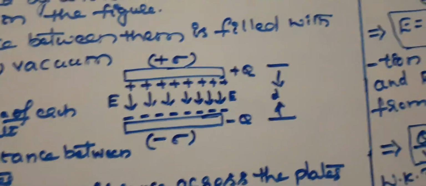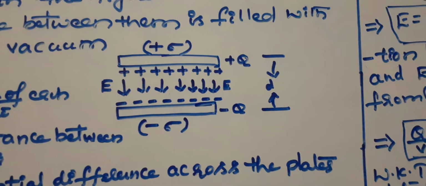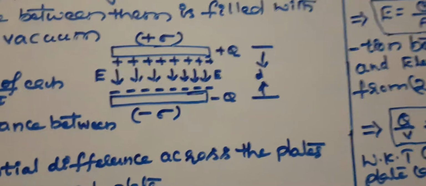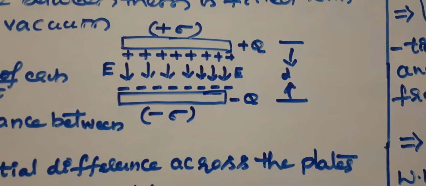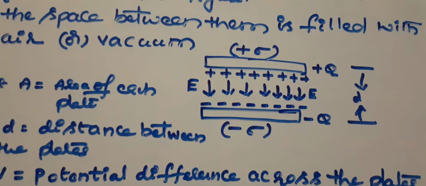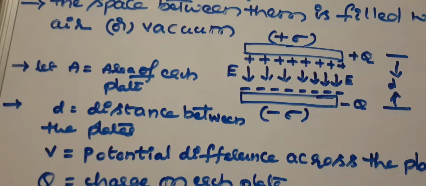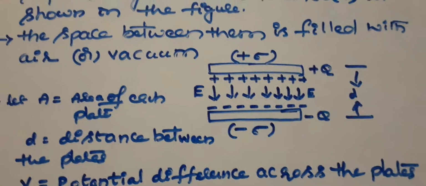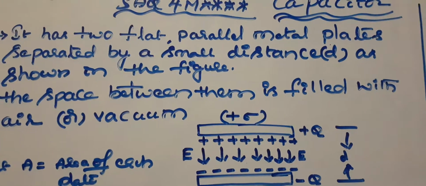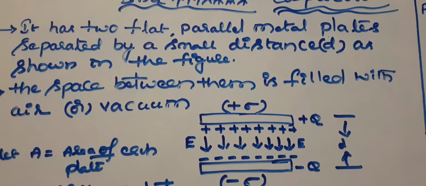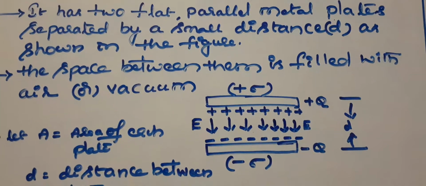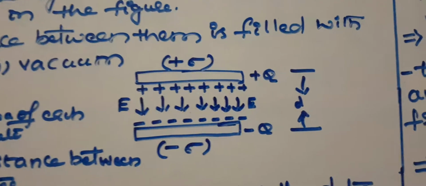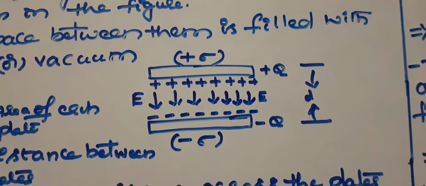You can see the diagram of a parallel plate capacitor in which two flat metal plates are separated by a small distance d. The space between these two plates is filled with air or vacuum. So it has two flat parallel metal plates separated by a small distance d as shown in the figure, and the space between them is filled with air or vacuum.